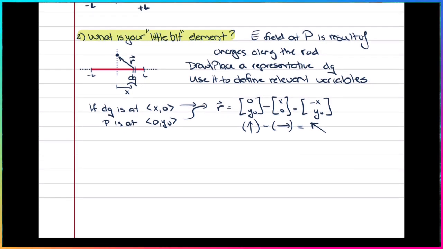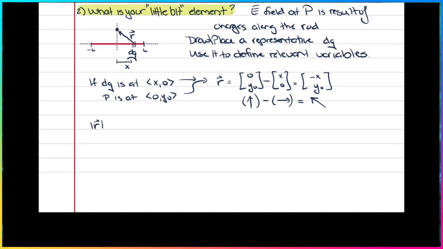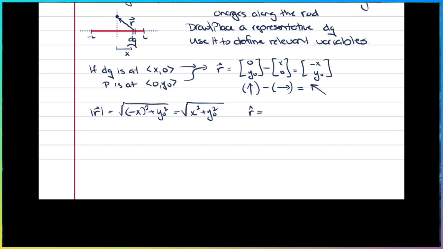What else do we need? We don't actually ever need r, but we need its magnitude. So then that looks like it's going to be the square root of negative x squared plus y naught squared, which is then just going to be the square root of x squared plus y naught squared, which then allows me to define the unit vector as I take the original vector and divide by that square root. So it looks like it's going to be negative x over the square root of x squared plus y naught squared, and then y naught over the square root of x squared plus y naught squared. And that's my unit vector.